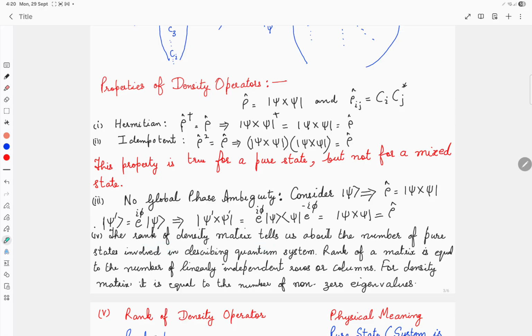And the rank of the density matrix tells us about the number of pure states involved in describing the quantum system. The rank of a matrix is equal to the number of linearly independent rows or columns. For a density matrix, it is equal to the number of non-zero eigenvalues. This particular result will be helpful in numerical problems, where we have to prove whether a given matrix qualifies as a density matrix or not. In that case, we calculate the eigenvalues and check them. Then we can say that this matrix or operator qualifies as a density operator.